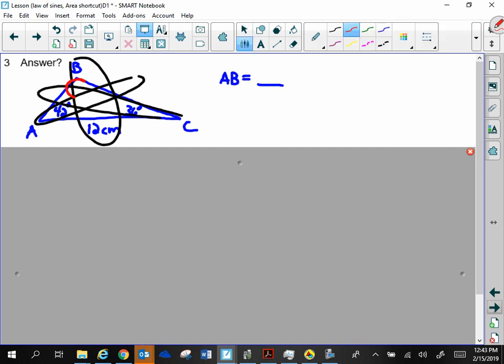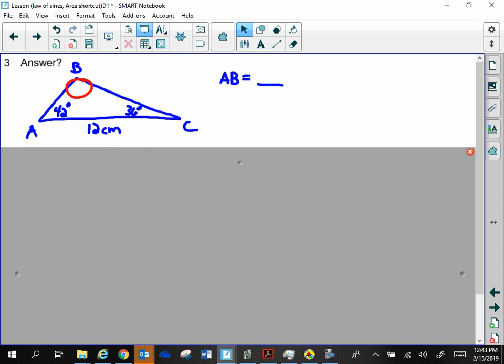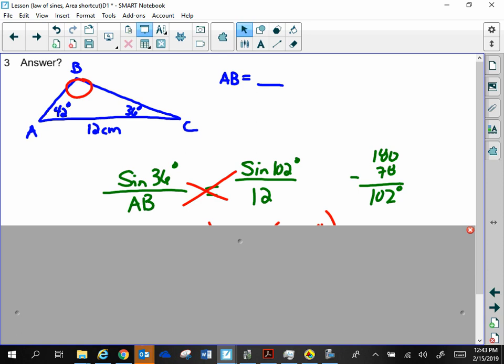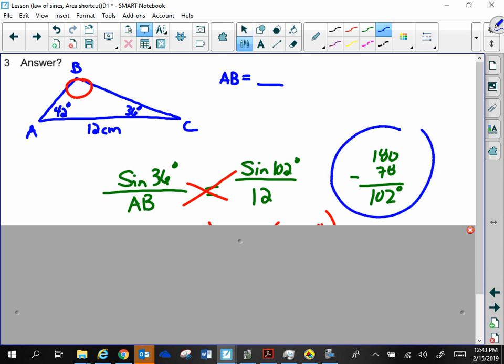If we had this angle right here, we would have a ratio. Wait, you can find that angle. Okay, we can. So I'm going to take this up here and find that angle by adding 42 and 36 together. I get 78, because that's what I did ahead of time. Subtract it from 180 degrees, and I got 102. So here is a ratio between 102 and 12.